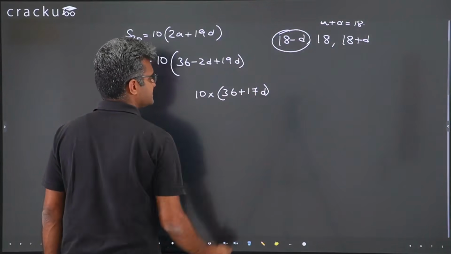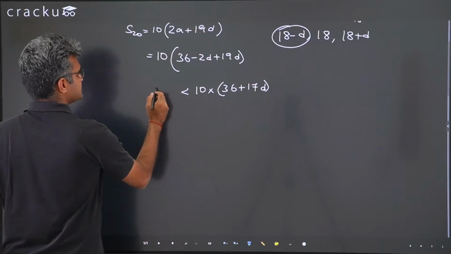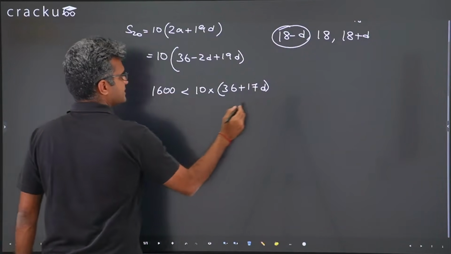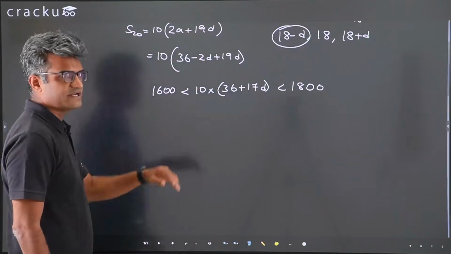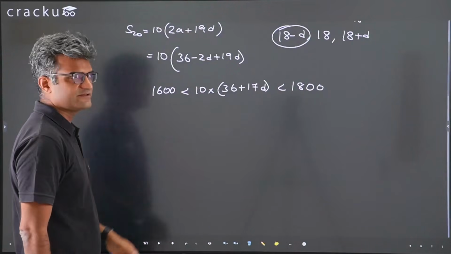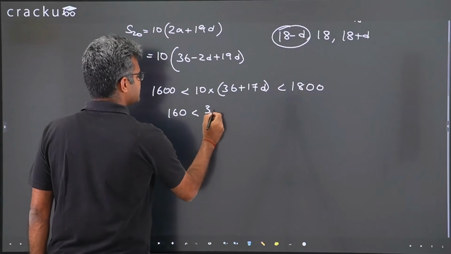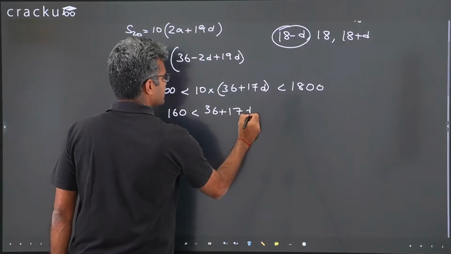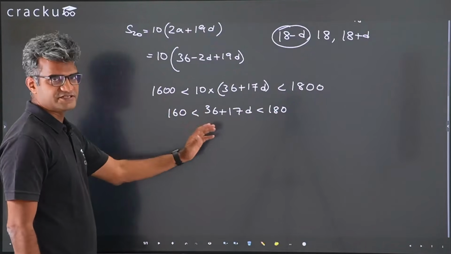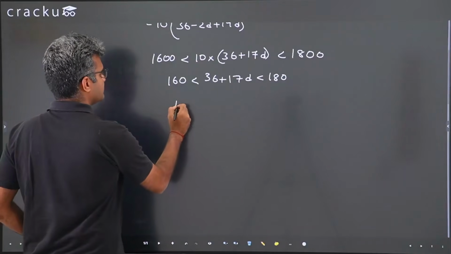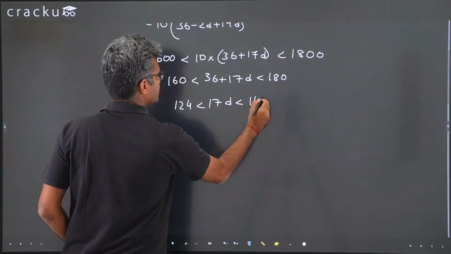This we are told lies between 1600 and 1800. So this is greater than 1600, this is less than 1800. If you divide this entire inequality by 10, we are going to get 160 is less than 36 plus 17d is less than 180. If you subtract 36 from all the terms of this inequality, we are going to get 124 is less than 17d is less than 144.